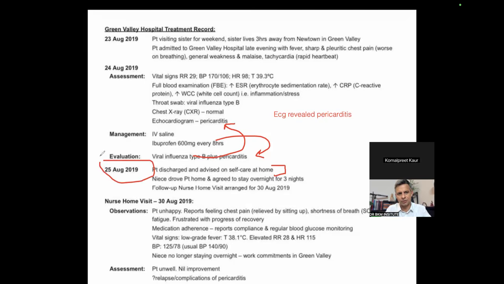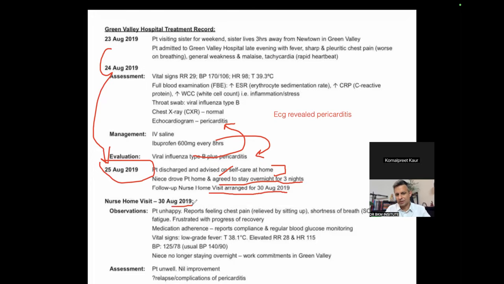So she stayed in the hospital for 3 days, 23, 24, 25. On 25th she was discharged and niece drove over and stayed there for 3 nights. तो niece उसके साथ 3 दिन रही, followed by the nurse home visit arranged for 30th August. So we are the nurses and we arranged a follow-up visit.